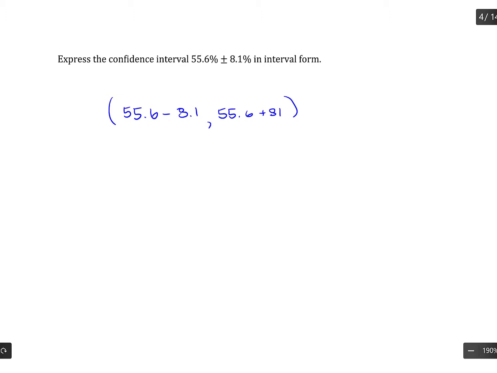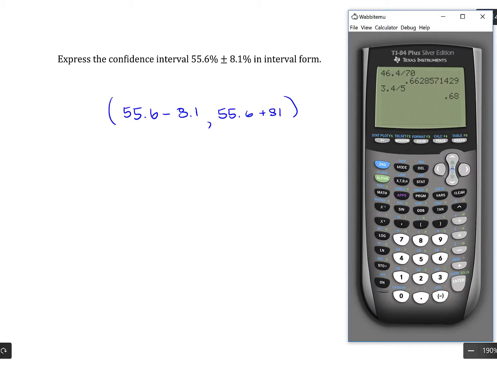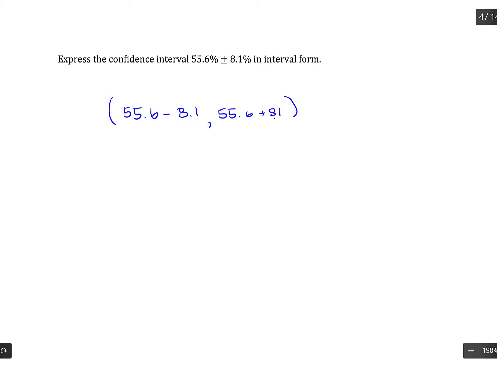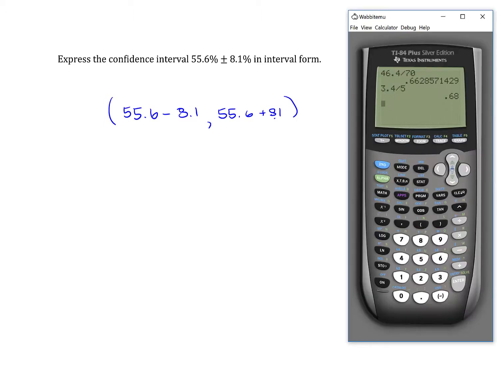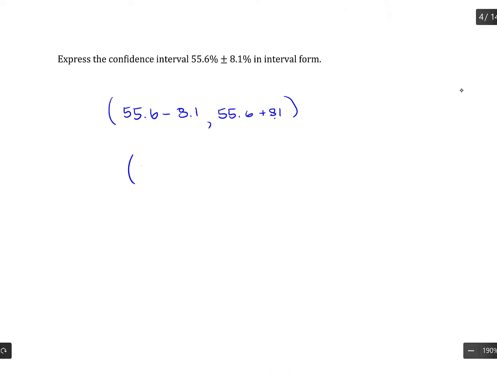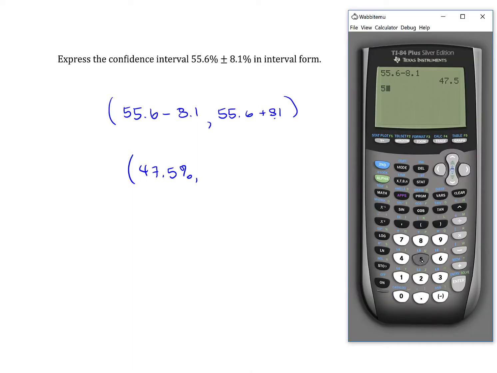Let me grab my calculator to find these endpoints. That's 8.1, of course. All right, so if I take 55.6 minus 8.1, that gives me a lower endpoint of 47.5. And I'll just go ahead and write 47.5%, or you could just put 0.475 as well. And the upper one would be 55.6 plus 8.1, which is 63.7.